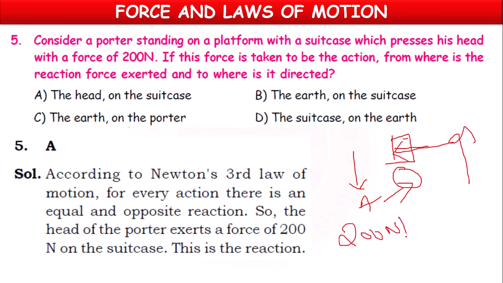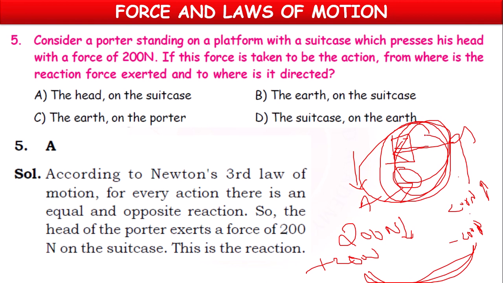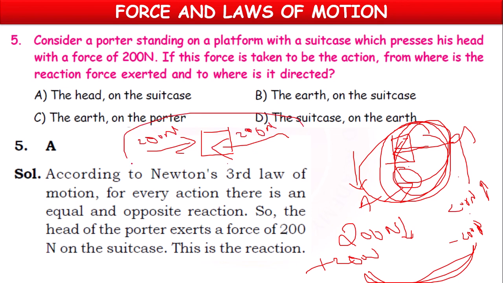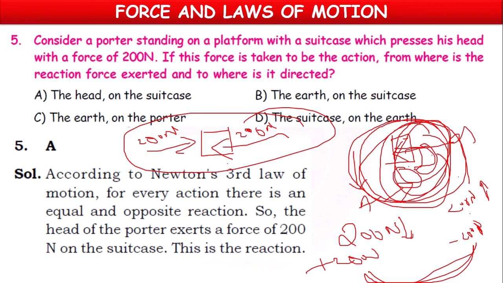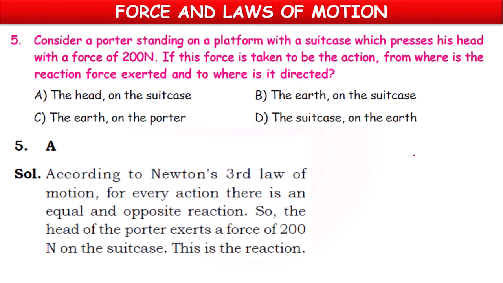This is 200 newtons downwards. This is 200 newtons upwards. This is plus 200 newtons. This is minus 200 newtons. But they never cancel with each other, because they are acting on two different bodies. If the same forces act on one body with the same magnitude in opposite direction, then the total net force will be 0. Here in this case, the net force is not 0. Why? Because in an action-reaction pair, the forces act on two different objects. So option A is correct.